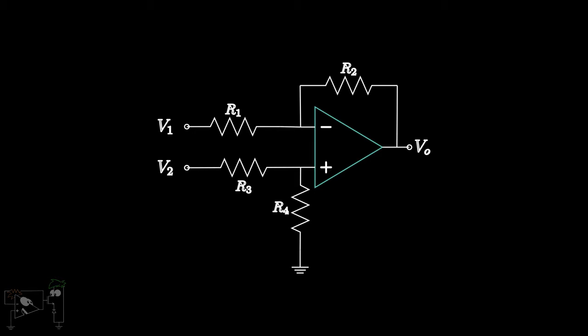We can find V out very easily by using the superposition principle. First, we find the effect on V out as if V1 were acting alone. We follow the same procedure for V2 and add up the two to give us the actual value of V out.